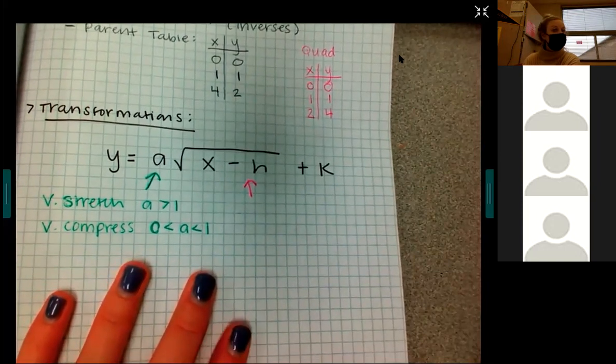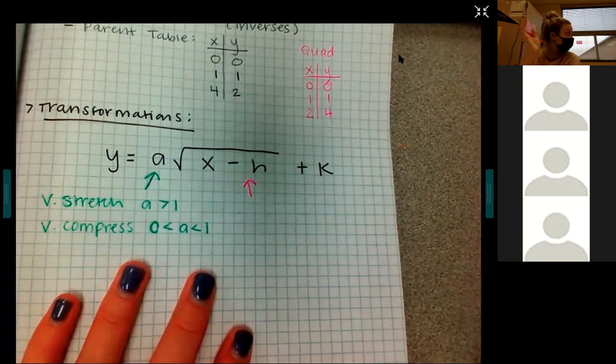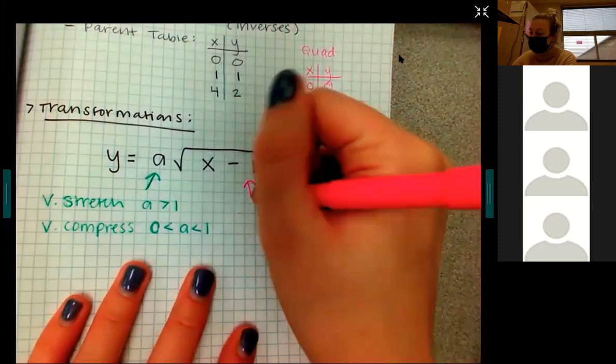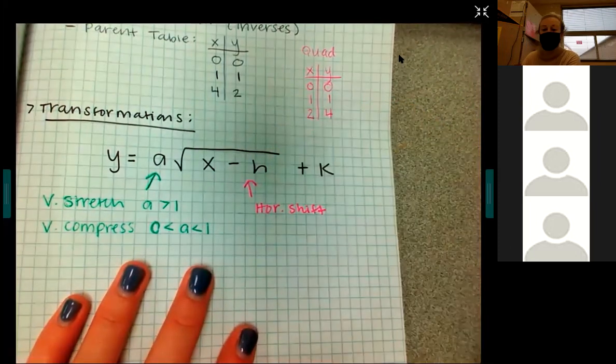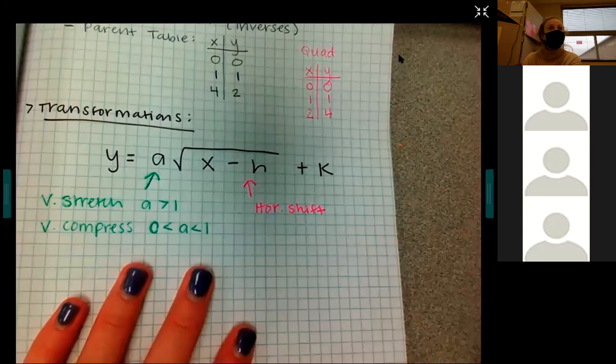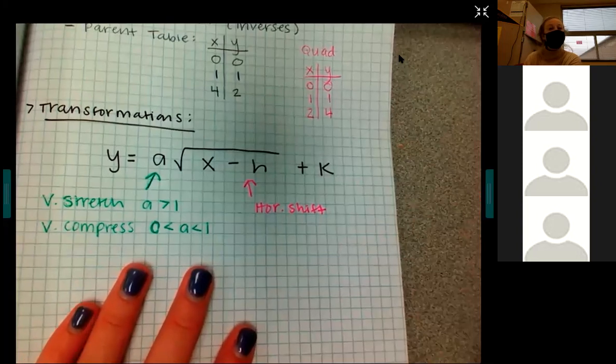What's the H do? What with the X's? The word starts with the H. Horizontal shift. There you go. So this is your horizontal shift. The same rules from quadratics apply. It's always going to do the what? Do y'all remember? Opposite of what it looks like.